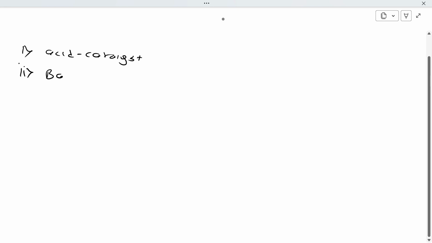Transesterification can occur in two ways. One, that is acid-catalyzed, and the second one is transesterification that is base catalyzed. Now, I'm going to discuss acid-catalyzed transesterification in details and even the reaction mechanisms involved.